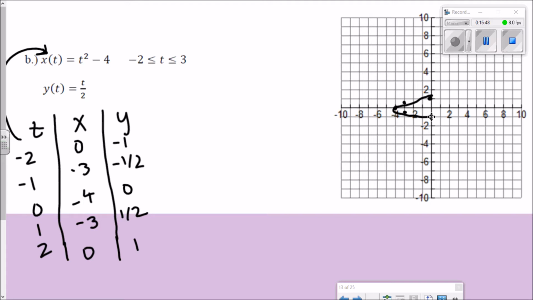Okay, so now I'm going to kind of connect the dots here. Okay, sorry, it's not perfect. It's kind of hard to draw on this. But so that is my, and what is this? It's a sideways parabola, right? It's a sideways parabola. So finally, my last step, I'm going to go ahead and put the direction on here.